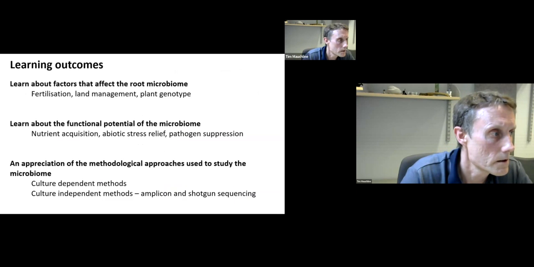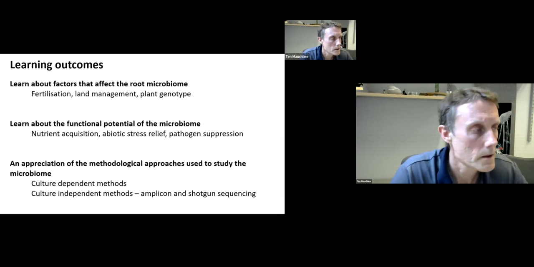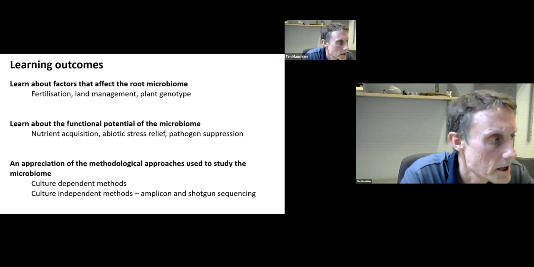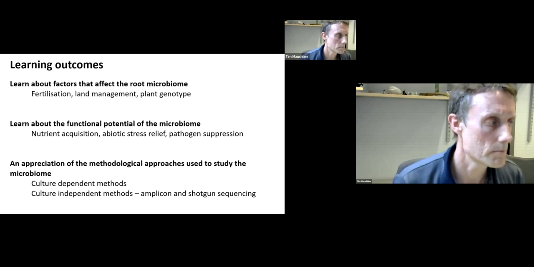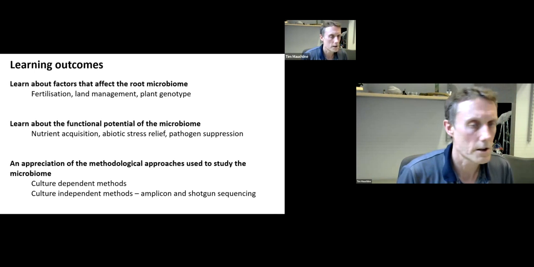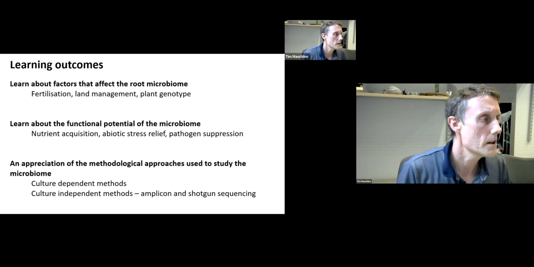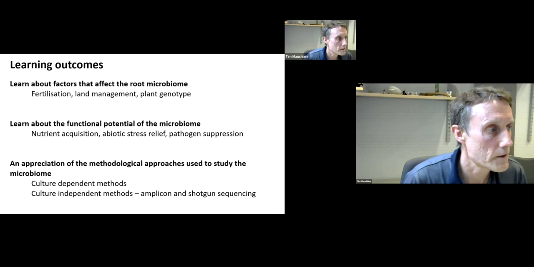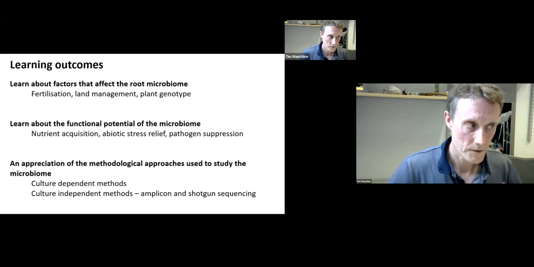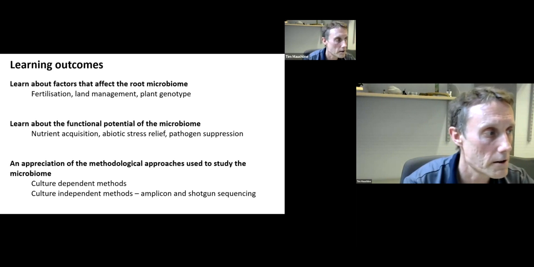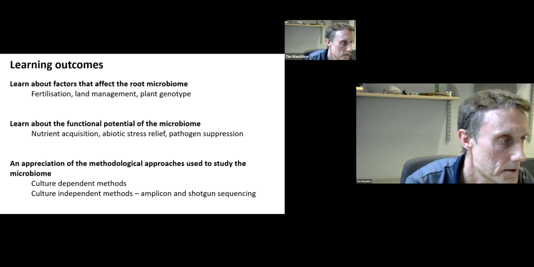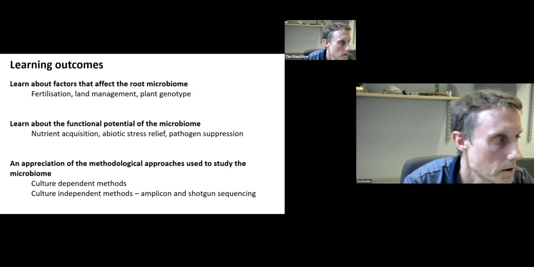So just to finish off, when Ajay got in touch with me about this talk, there was some notion that we have to put some learning outcomes. And so these are the three that I'd suggested before I gave the talk. The first one is to learn about the factors that affect the root microbiome. So today we've been speaking about fertilisation, as well as land management, as well as plant genotypes. So there are three factors that are important, but there are many other factors, and I'm sure that future research will unearth those.